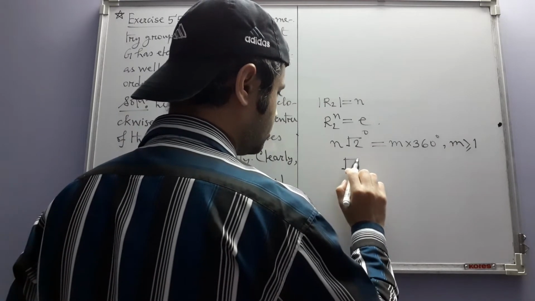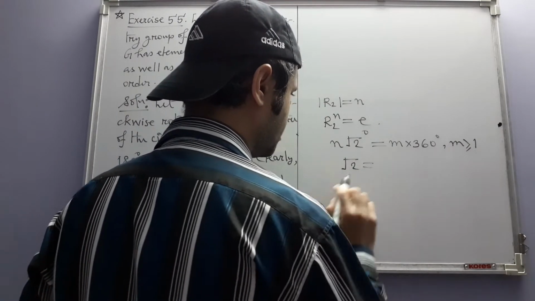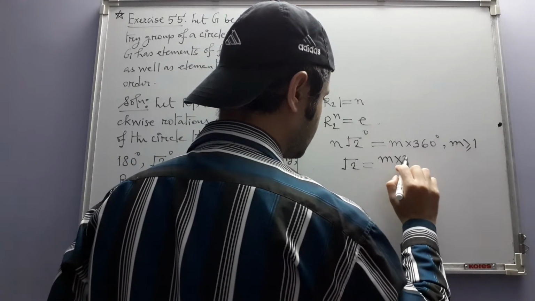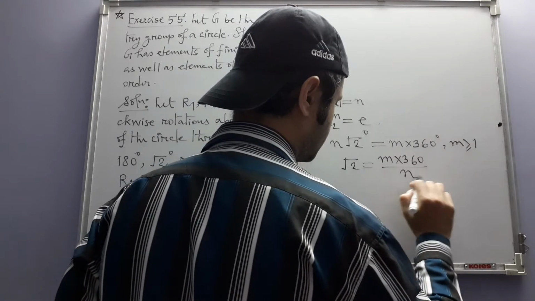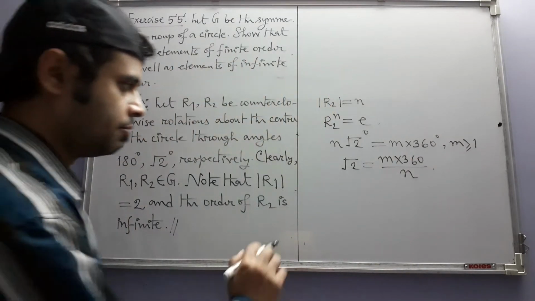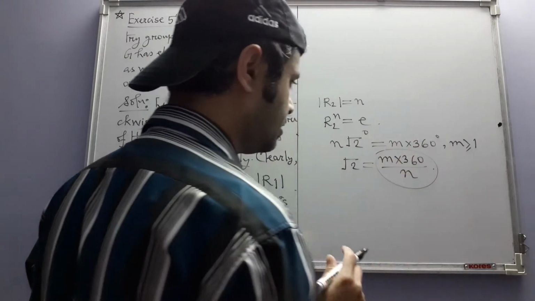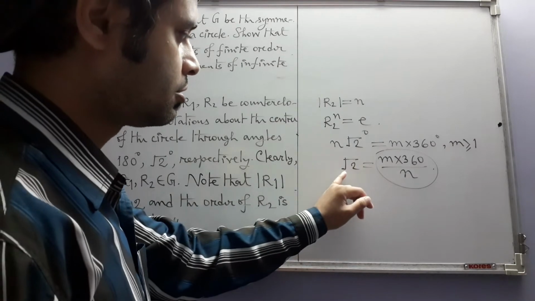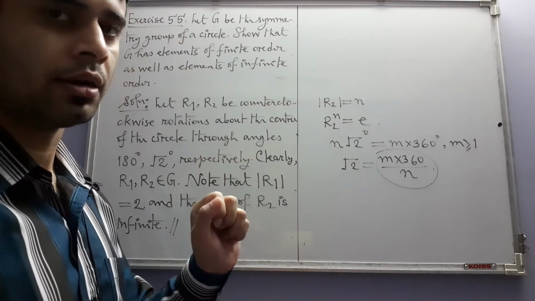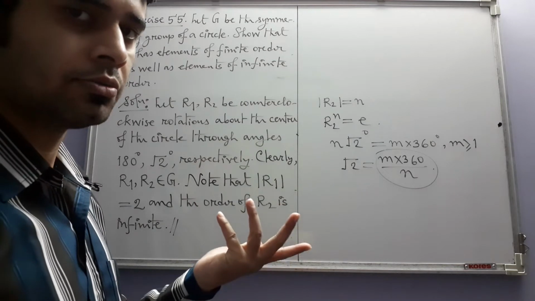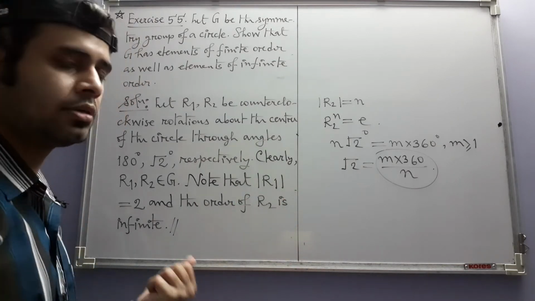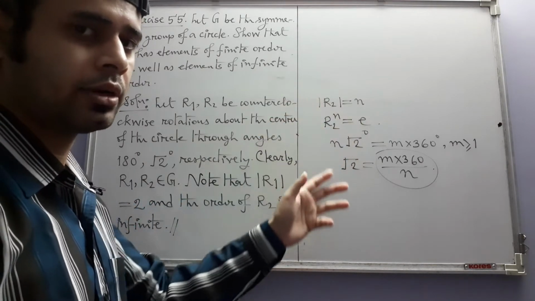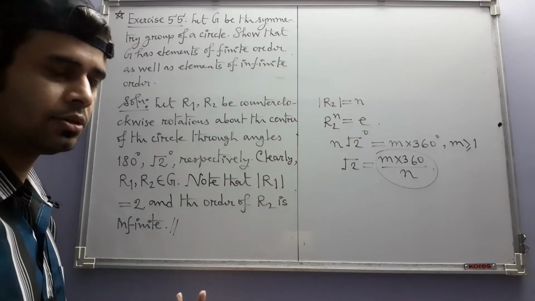Now this implies, neglecting the unit degree of course, that since the right hand side is a quotient of two integers, square root of 2 is rational, which we know is not true. We already know that square root of 2 is an irrational number. So there you get a contradiction. So your supposition is wrong and hence R2 must be of infinite order.